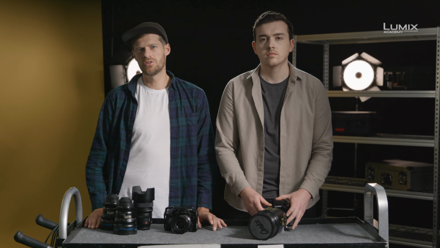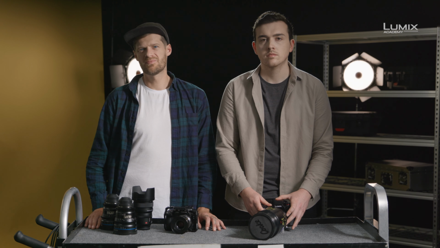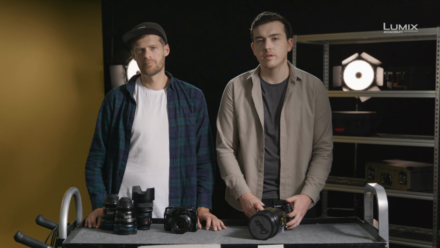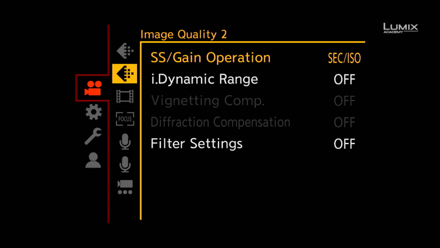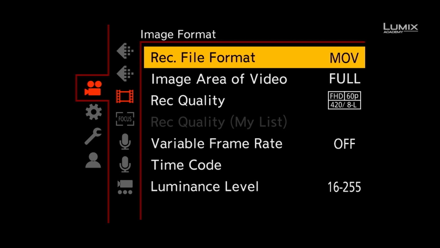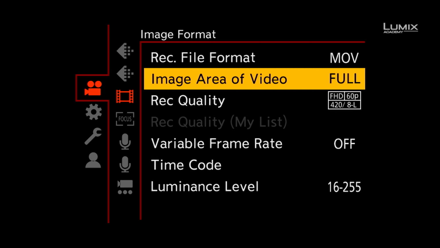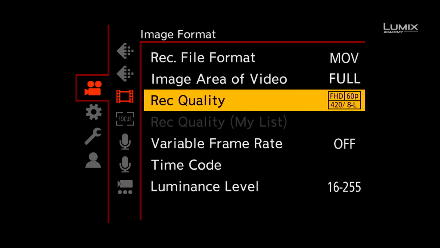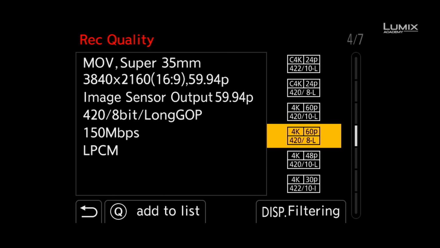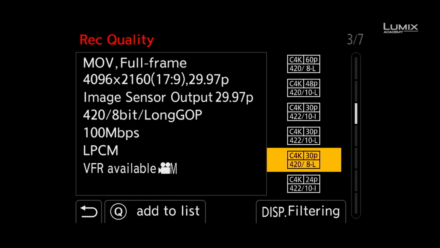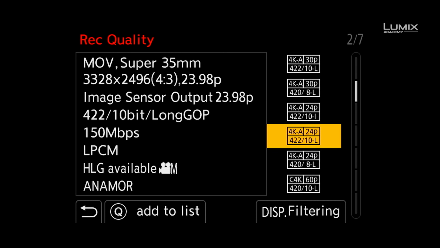Getting started with shooting with anamorphic on the S1H is very easy. The first step is to select an anamorphic shooting mode. In order to do this, simply navigate to the Recording Quality menu in the Video menu on the submenu Image Format. Under Recording Quality, you can find a number of anamorphic options labelled Anamor.